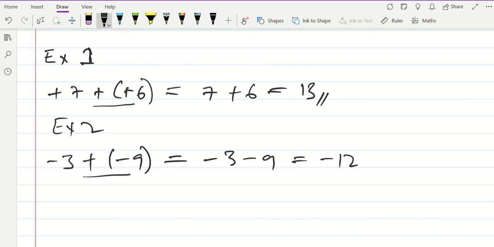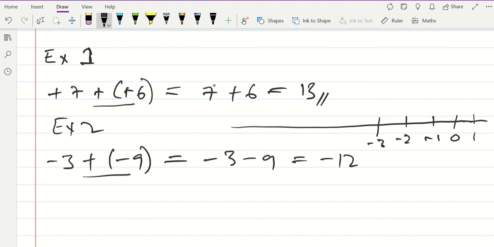Because when you're dealing with negative numbers, you just move on the number line a certain number of steps, either to the right or to the left. If you're adding, you move to the right, and if you're subtracting, you move to the left. So let's assume our negative 3 is here, negative 2 is here, negative 1 is here. Then this would be our 0, then this would be 1, and all the numbers going this side are positive. So what this means is that you're going to have to move from negative 3, 9 times to your left.